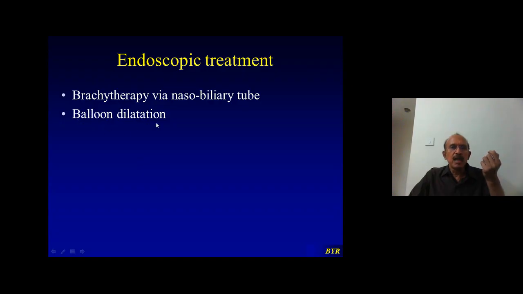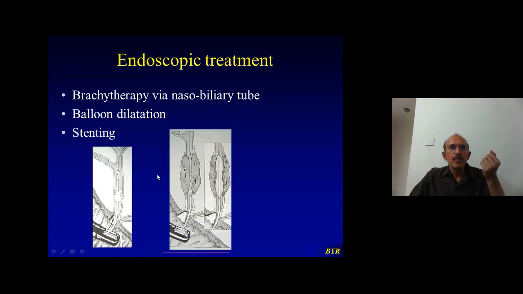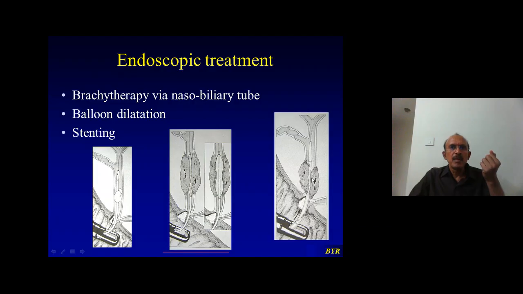If stricture is there due to the carcinoma of the bile duct, you can do the balloon dilatation followed by stenting. So this is a cholangiocarcinoma blocking the bile ducts. First you pass the guide wire. Over the guide wire, you pass a balloon and dilate the balloon. By that, you can gain the passage here. Then after dilatation, you can pass a stent here. So stent is passed. So this is stenting, balloon dilatation followed by stenting.